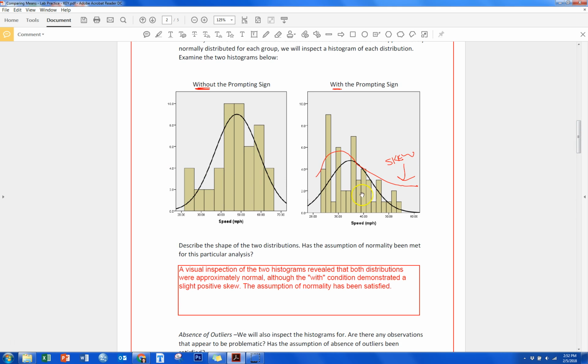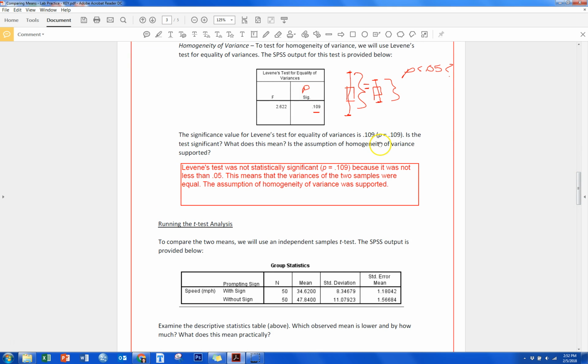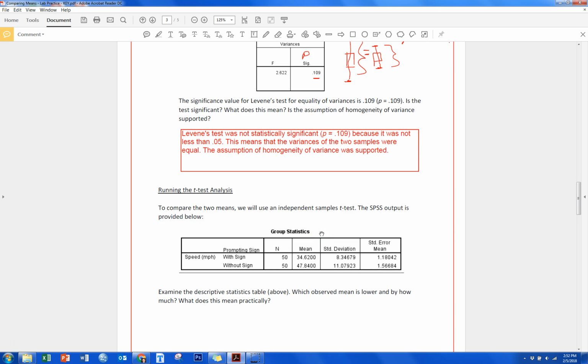How spread out this is the same as how spread out this is. Since they're not significantly different, then they are therefore the same. The assumption is supported. Moving on to the t-test analysis. To compare the two means, we will use an independent samples t-test. The SPSS output is provided below.